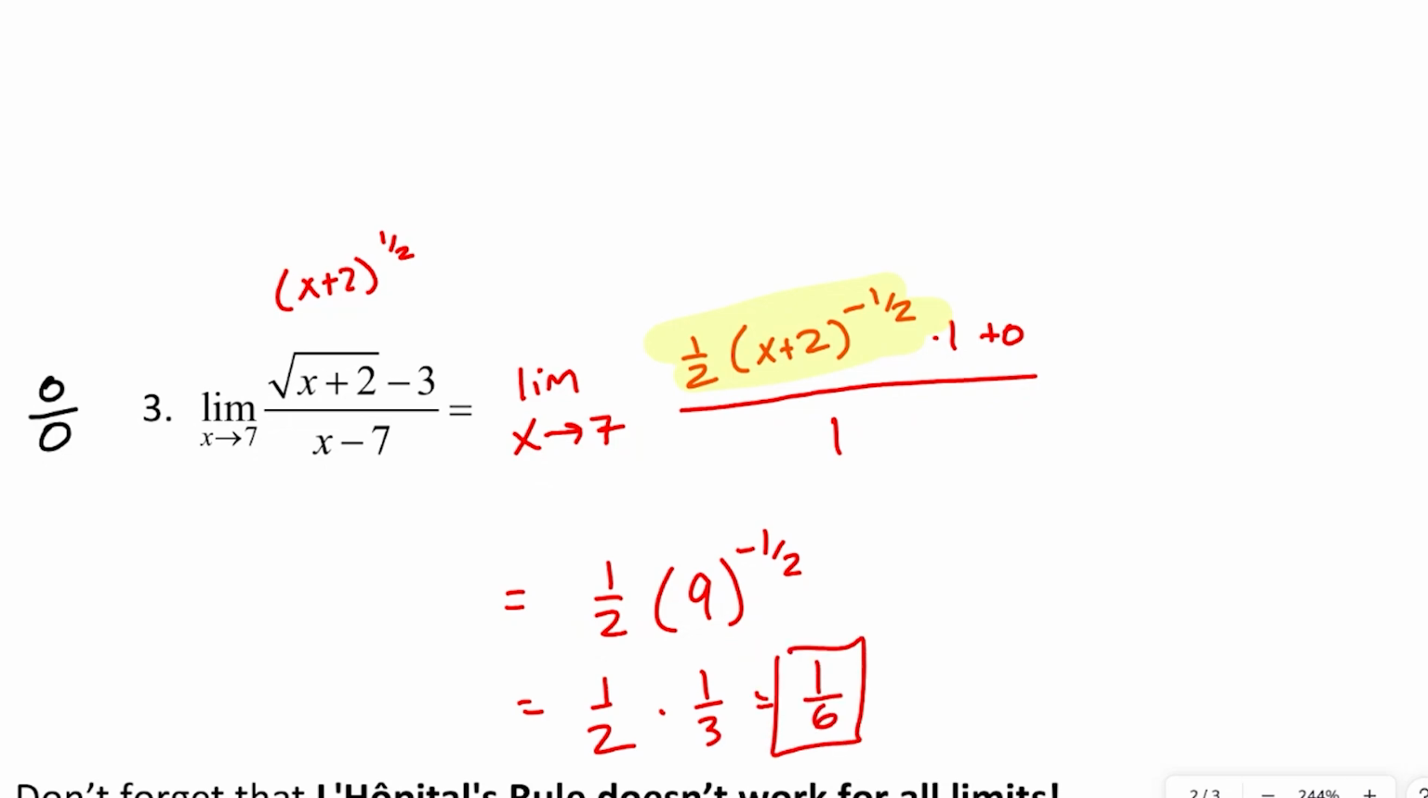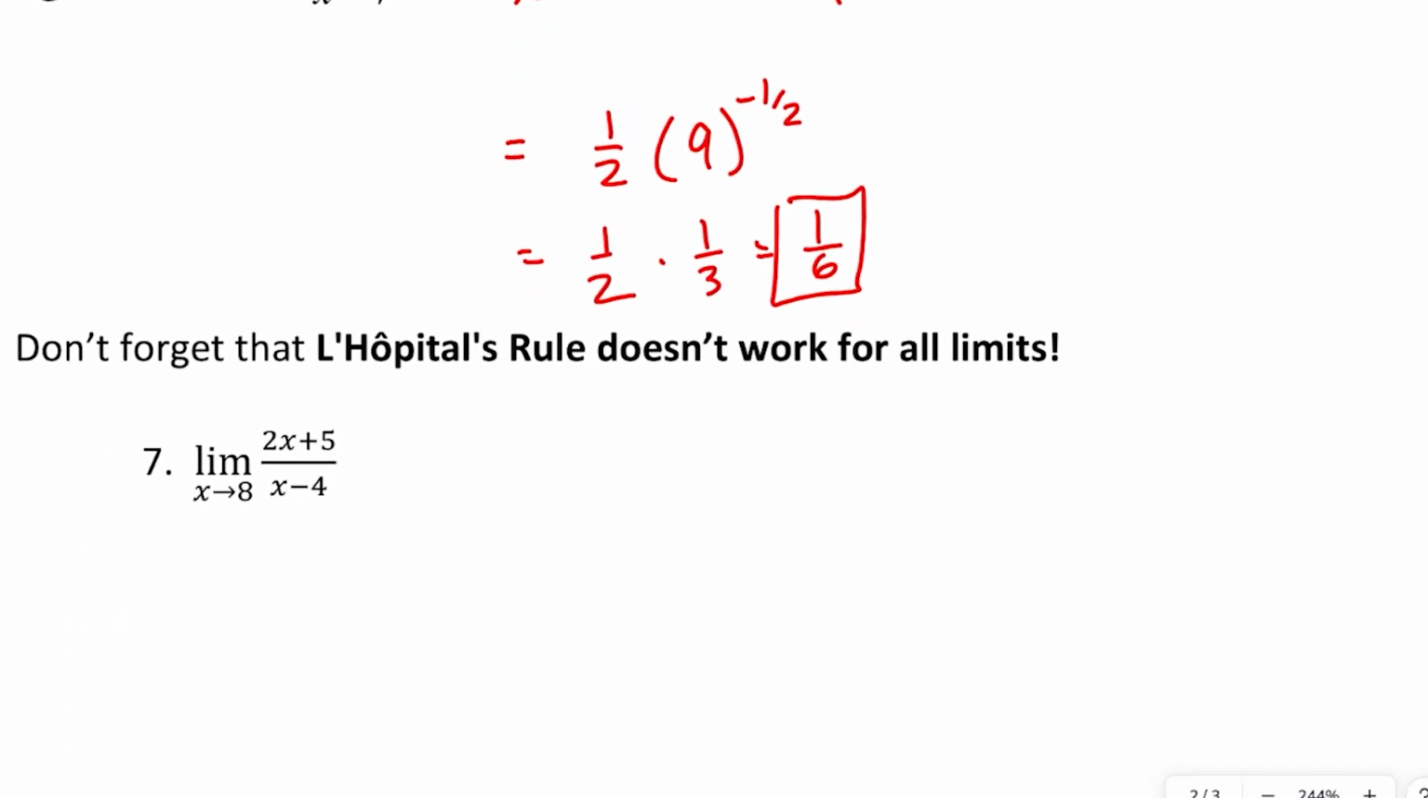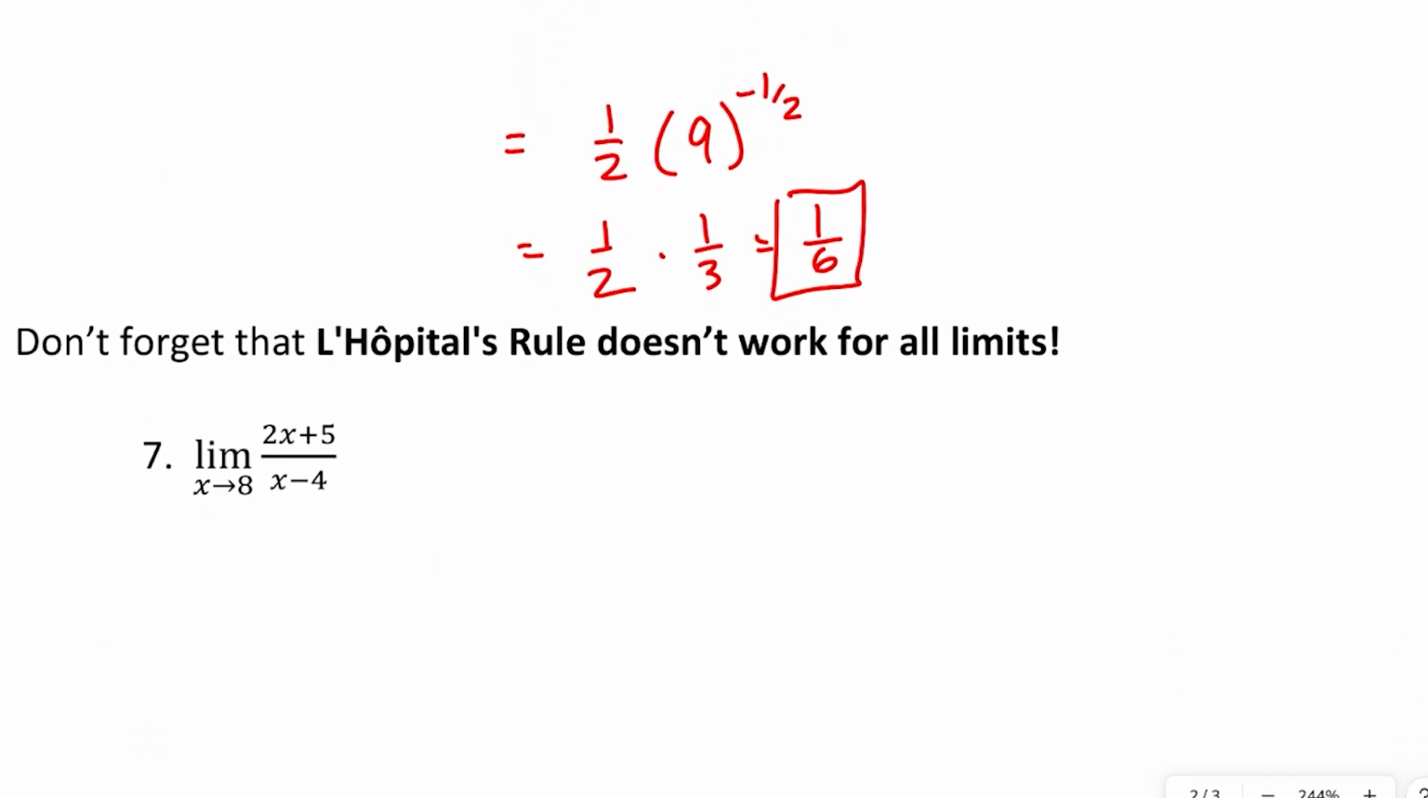Now, I do want to remind you that this is a really nice rule and a nice trick, but it doesn't work for all limits. It only works for limits that have an indeterminate form. In other words, when you try direct substitution, you get 0 over 0 or infinity over infinity or something like that. But that's okay. If it doesn't work, you can just use direct substitution. Don't forget, that is an option.